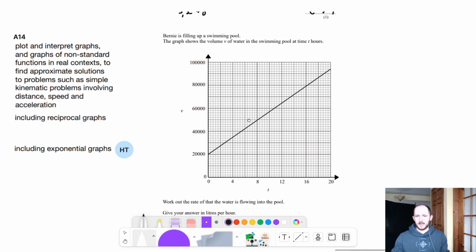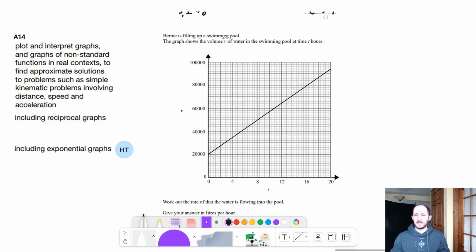For the next one, and again, if you're in higher, you have to do the same thing but with exponential graphs. So they may show you things like depreciation or something like that. But for all of you, you need to be able to plot and interpret graphs and graphs of non-standard functions in real contexts to find approximate solutions to problems such as kinematics or distance, speed, acceleration.